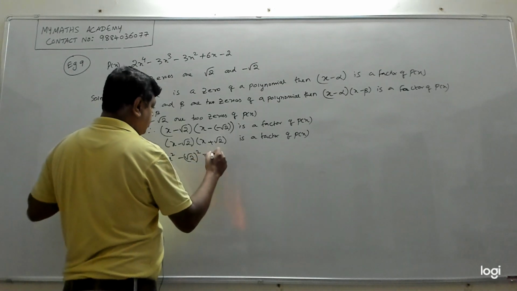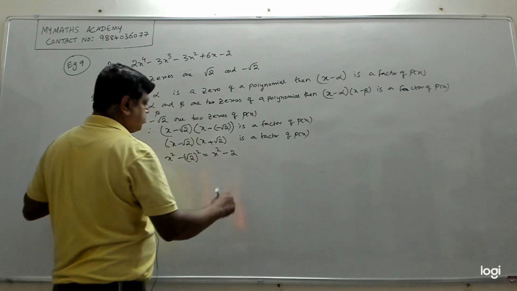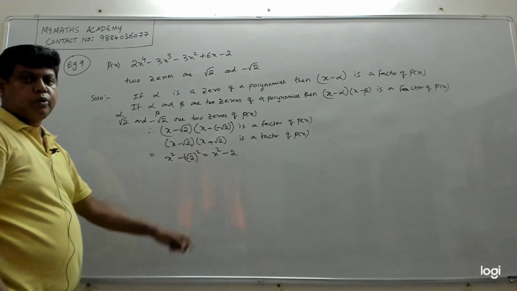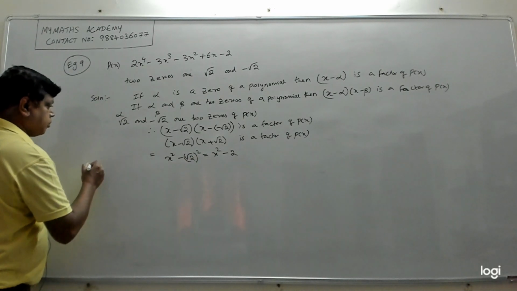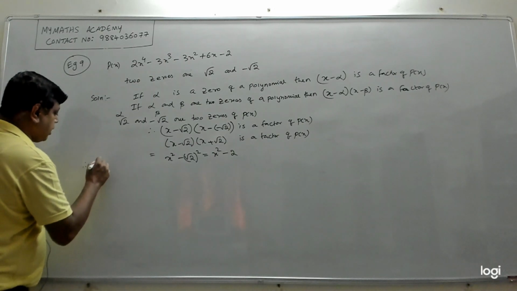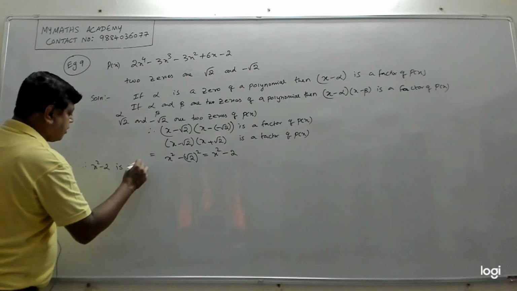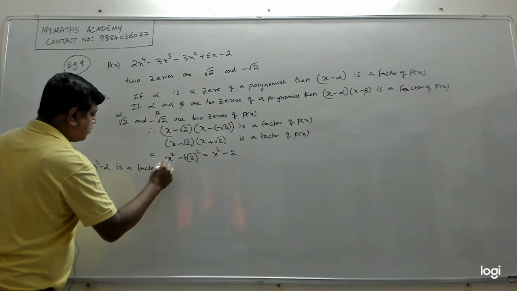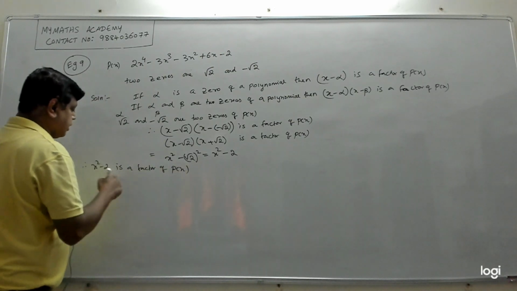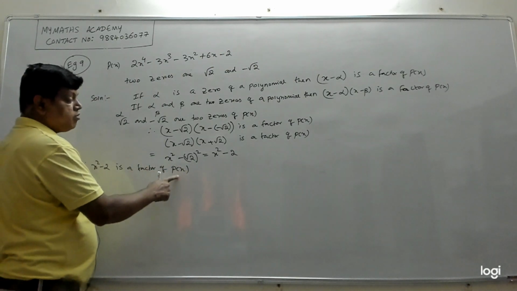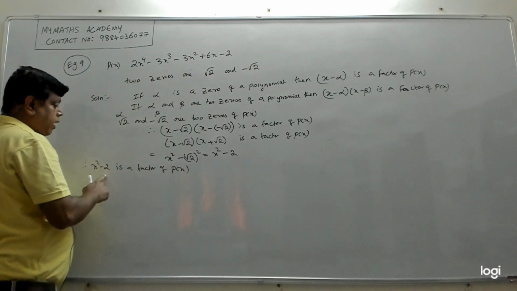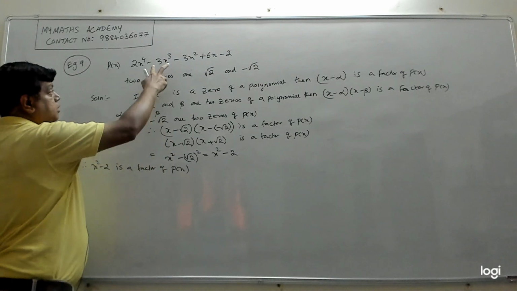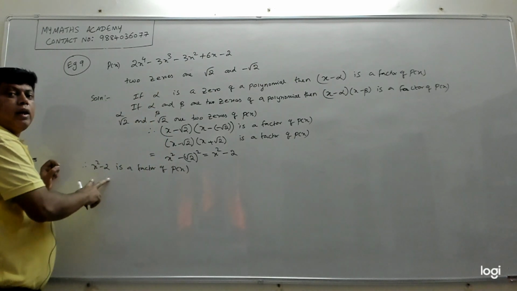So that will be equal to x square minus 2, because root 2 the whole square is 2. Therefore, x square minus 2 is a factor of p of x, which means x square minus 2 will divide p of x. Exactly. What is p of x? P of x is this polynomial. Now we need to divide p of x, this polynomial, by this polynomial.